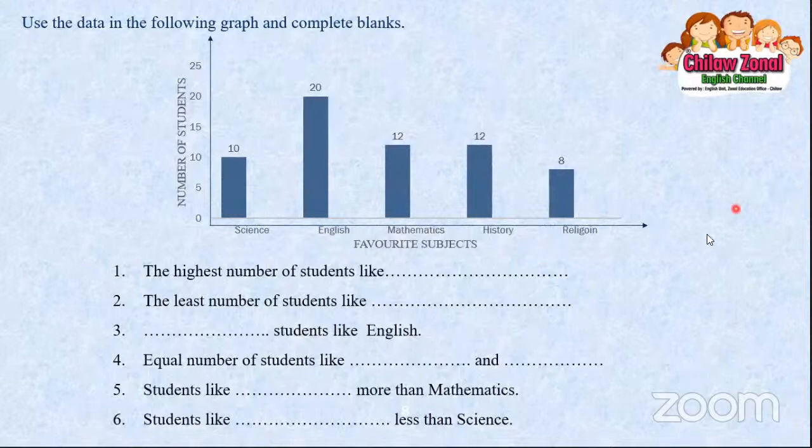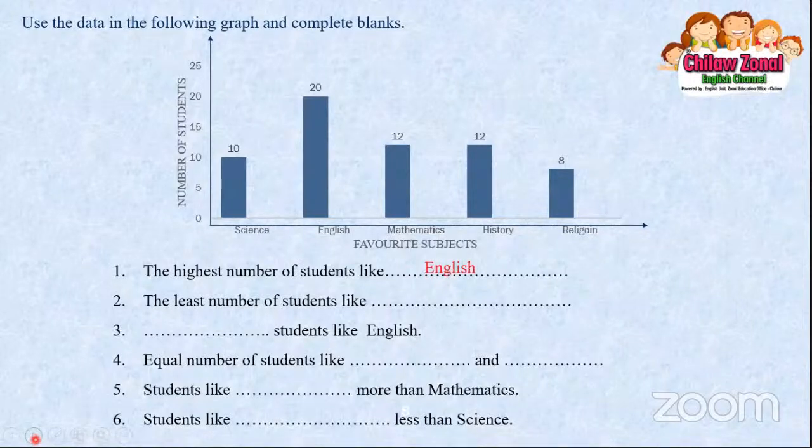All right. Let's go to the first question. The highest number of students like, the highest or the maximum number of students, or the most number of students like, right? According to this bar graph, we can see 20 students like English, right? That is the most number of students. That is the most favorite subject according to this bar graph. So the first answer is English. The highest number of students like English.